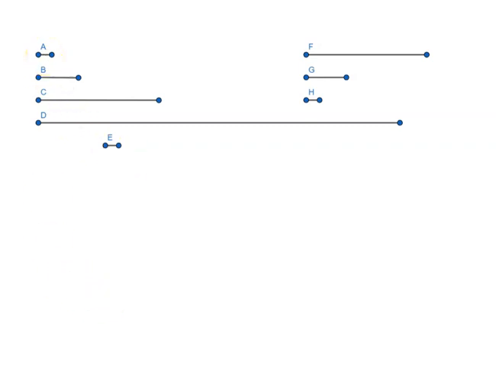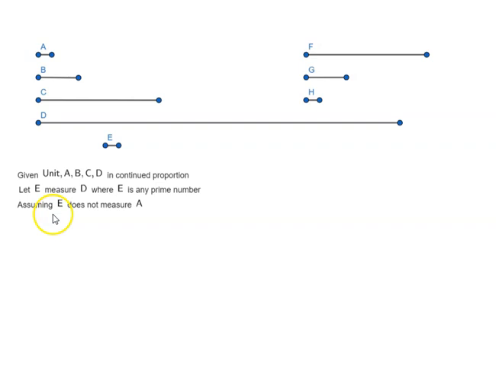Okay, let's see how we can prove this. We are given unit, A, B, C, D in continued proportion. E measures D. We are told that it is measured. So let E measure D, where E is any prime number. What we have to prove is E also measures A. We are going to use proof by contradiction. So let's assume that E does not measure A and see whether we can arrive at a contradiction.